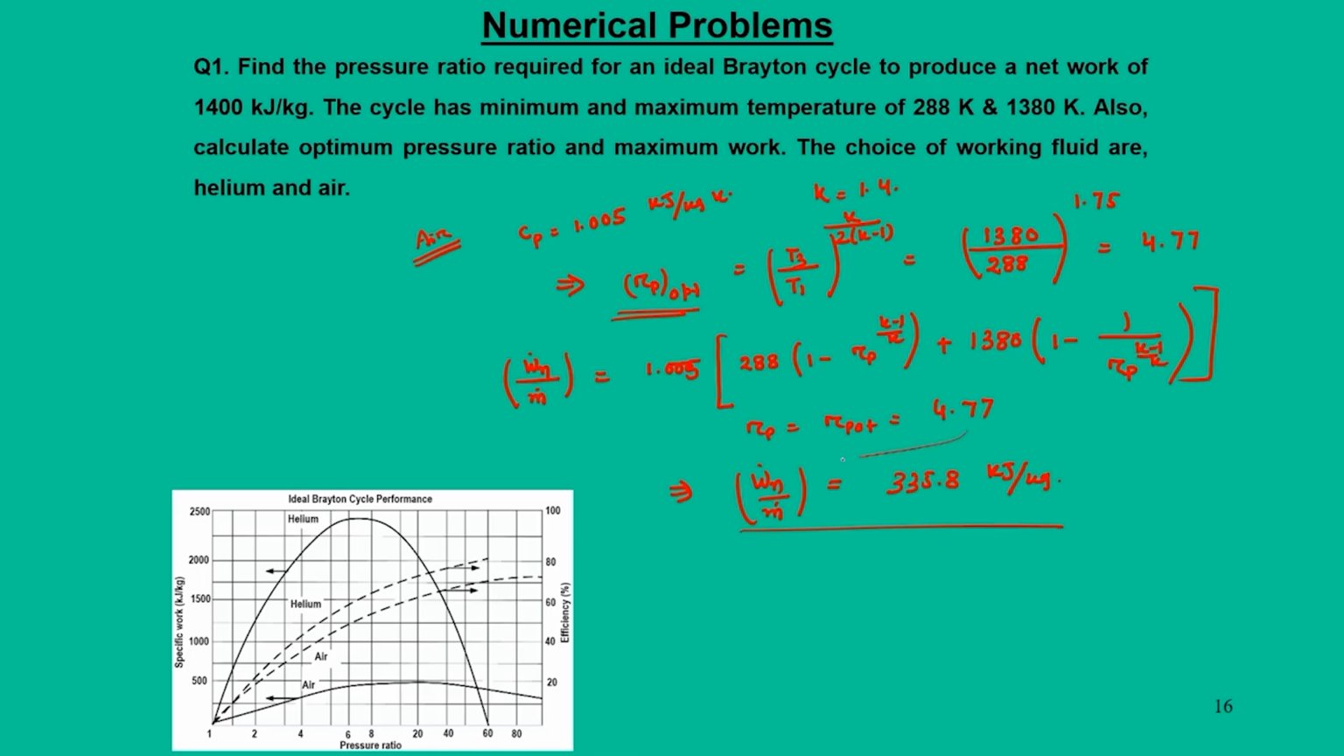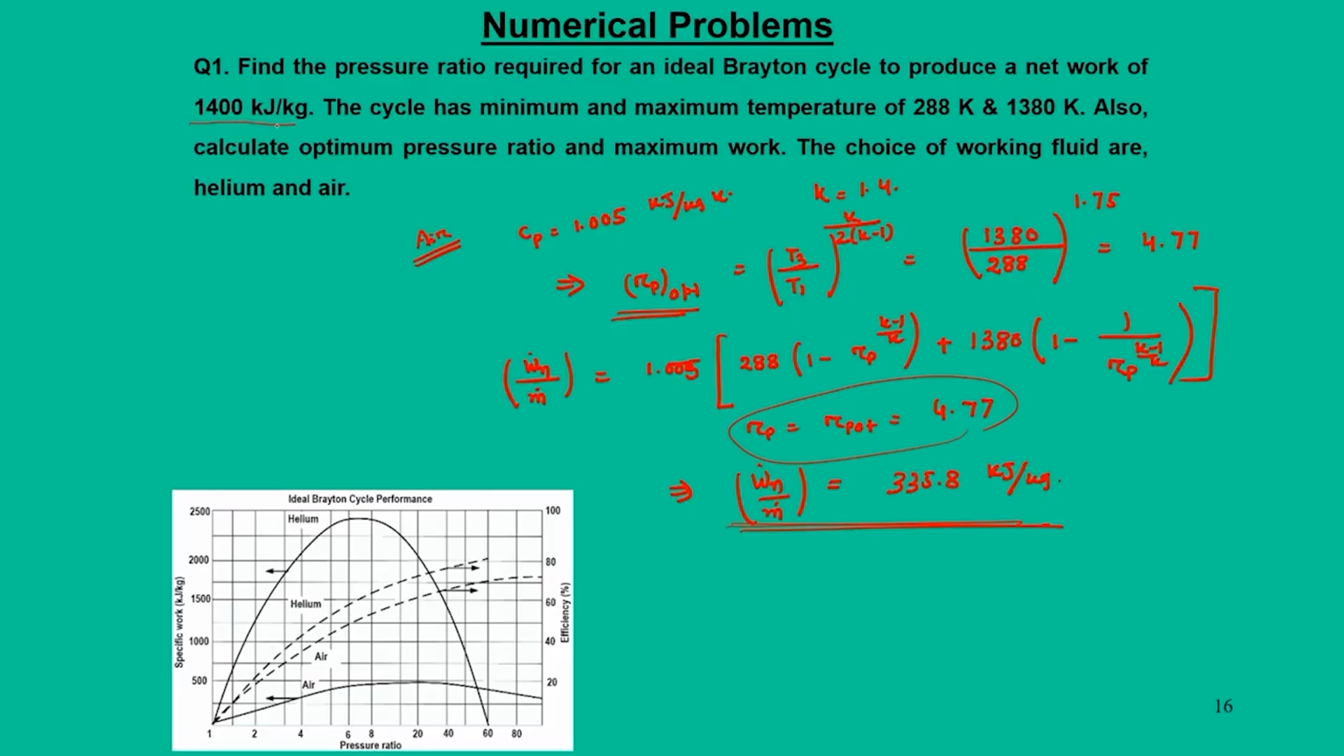So, here we have an important inference. When you operate this cycle with air at an optimum pressure ratio of 4.77, we can have a maximum power of 335.8 kilojoule per kg. That means air cannot produce 1400 kilojoule per kg. So, for this problem the option of air is ruled out. We must use helium as working fluid at a pressure ratio of 2.2.